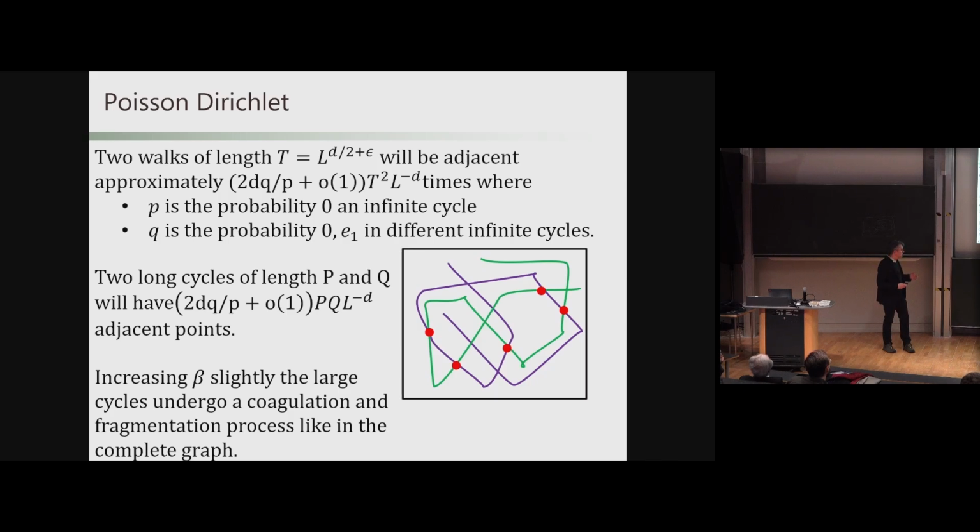And so we can use this first to show that the cycles merge together and grow from L cubed up to L to the 5. And then once they're at L to the 5, they also very quickly mix and arrive at the Poisson-Dirichlet distribution.